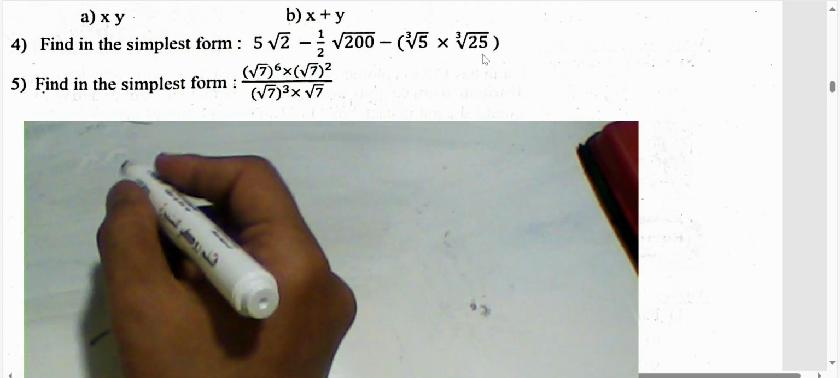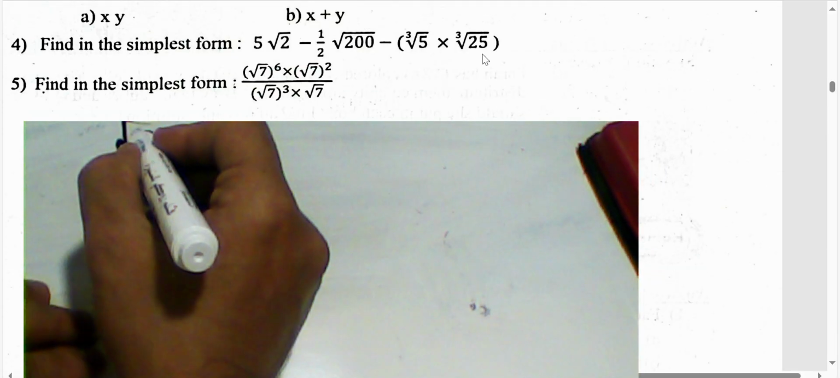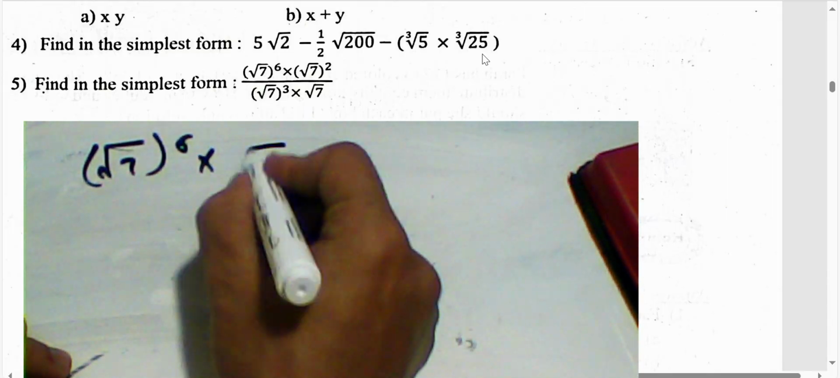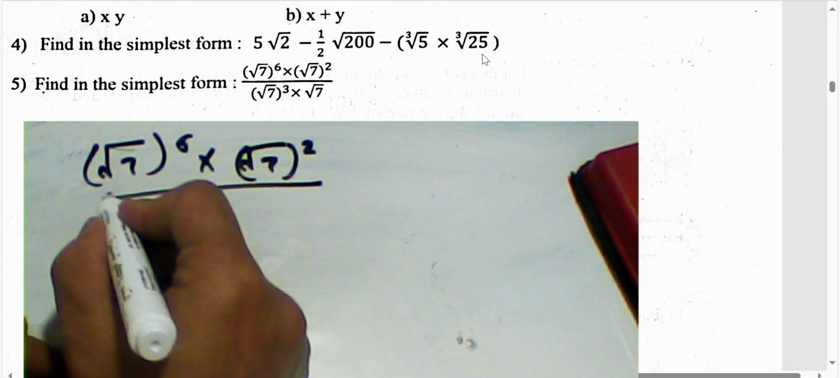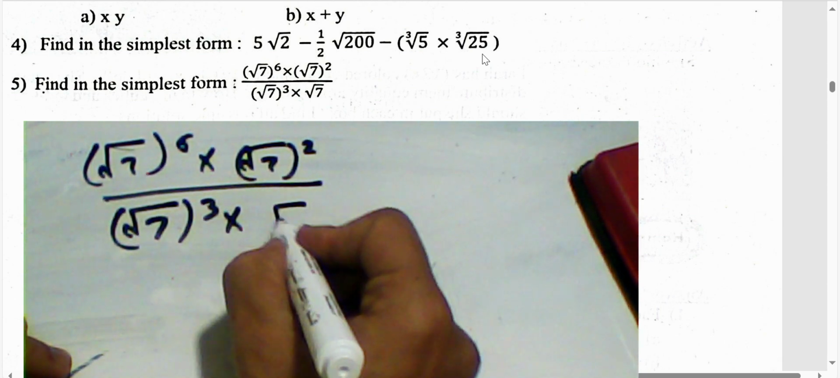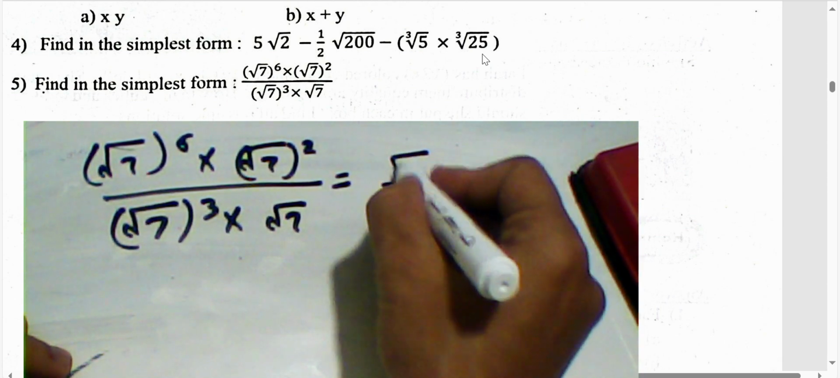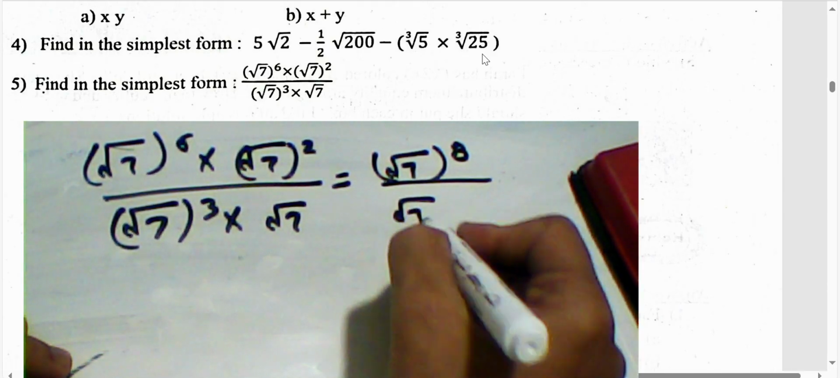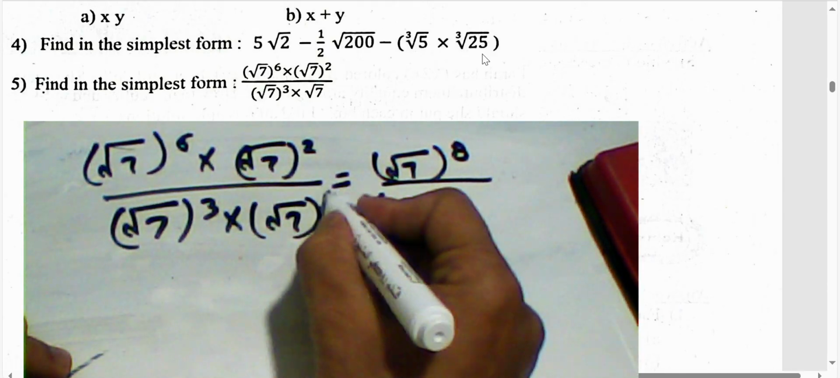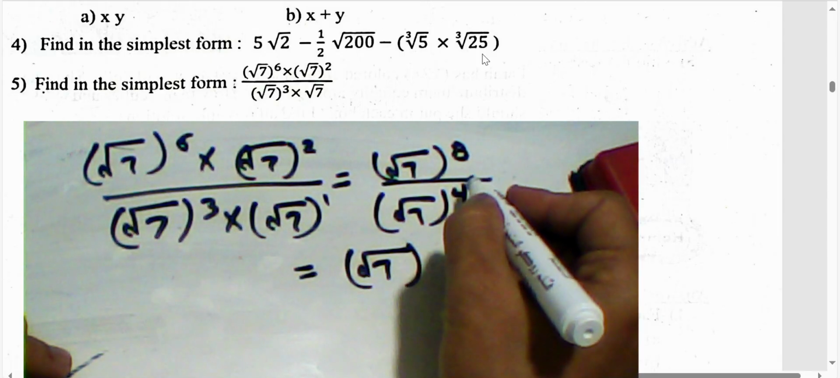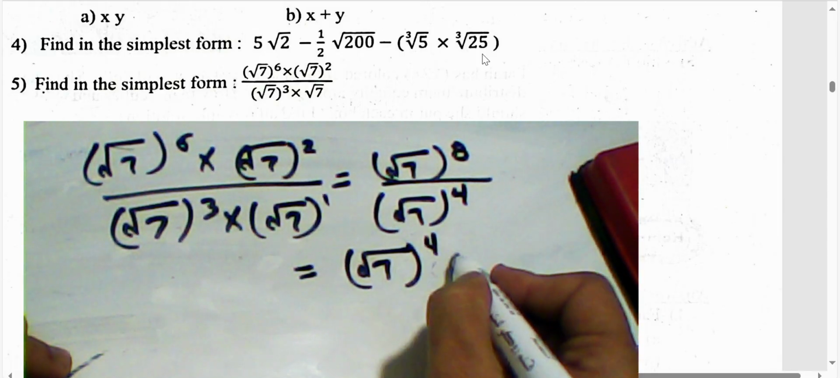Write this number in the simplest form. We have root 7 all power 6 product by root 7 all power 2 over root 7 power 3 product by root 7. We can add two powers. 6 plus 2 equals 8. And here root 7 power 3 plus 1 equals 4. And then write root 7 over power what? 8 minus 4 equals 4.